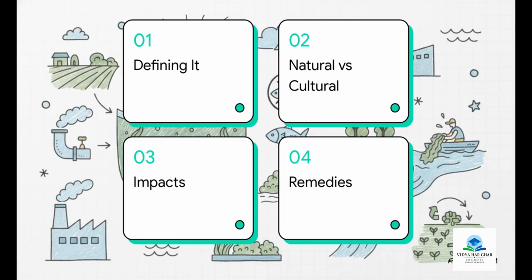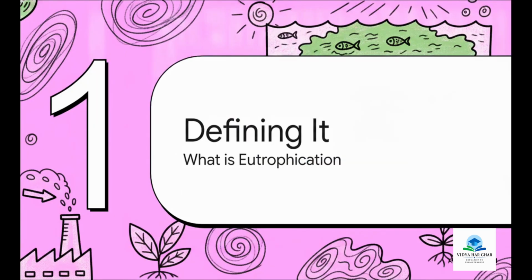Here is our roadmap for today. We'll start by defining eutrophication, then weigh the natural versus cultural causes, dive into the ecological and economic impacts, and finally, wrap up with remedies and sustainable solutions. All right, kicking things off with Section 1, defining eutrophication.